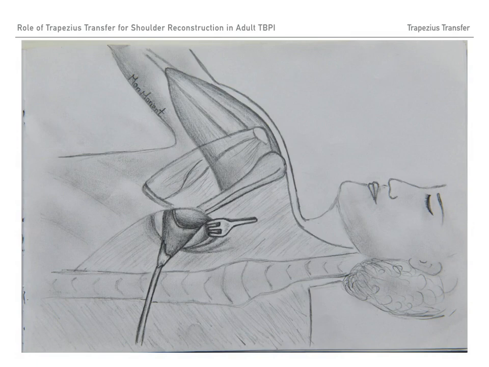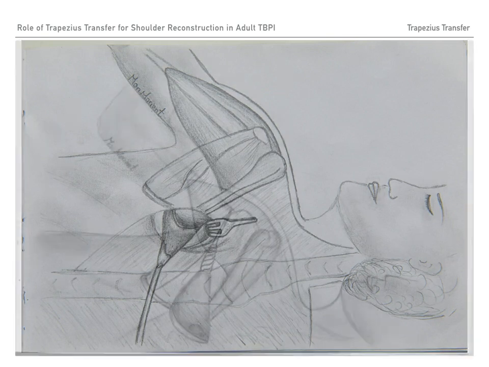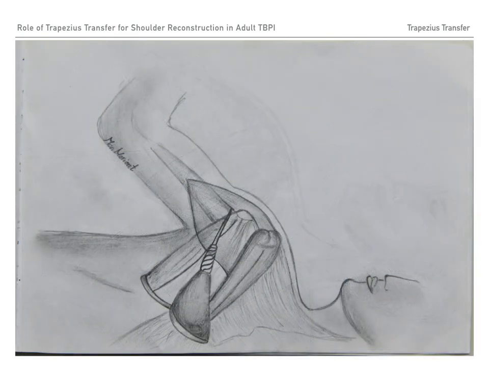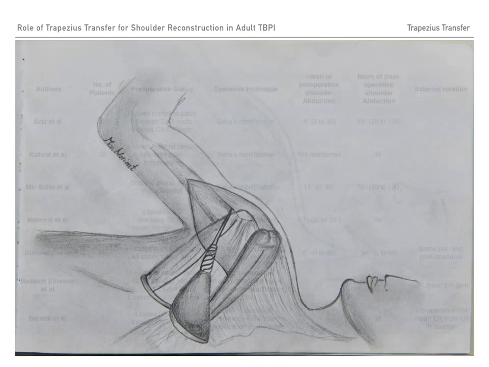This drawing is showing the medial incision to harvest the lower trapezius, and this one is showing passage of the lower trapezius tendon through the subcutaneous tunnel from medial to lateral to be transferred and sutured to the infraspinatus tendon.